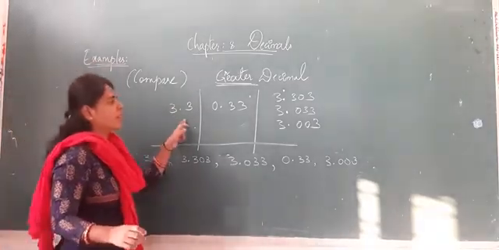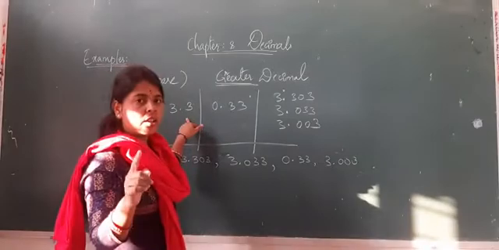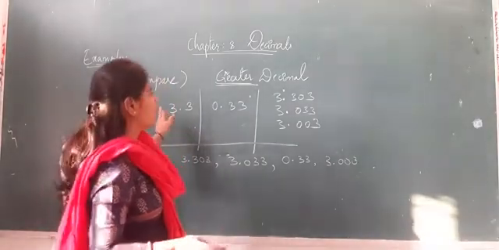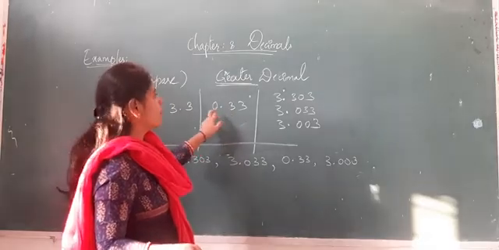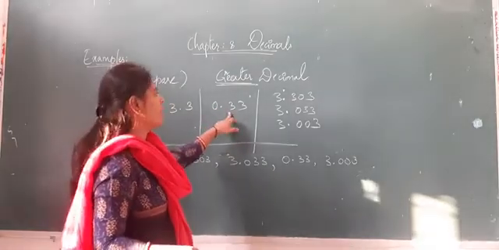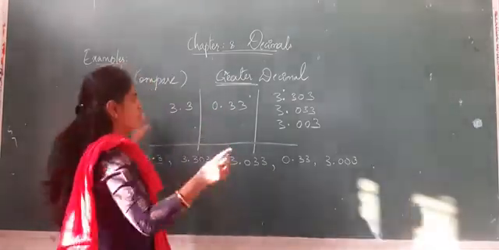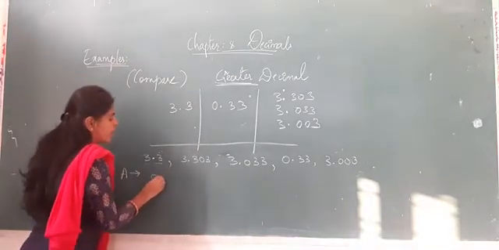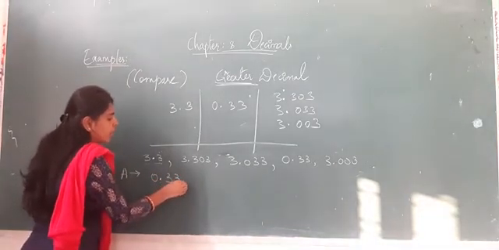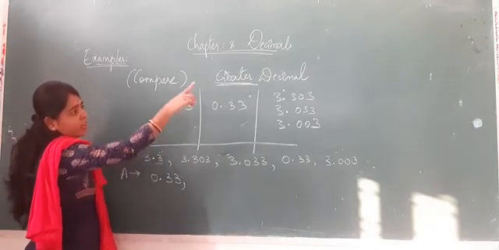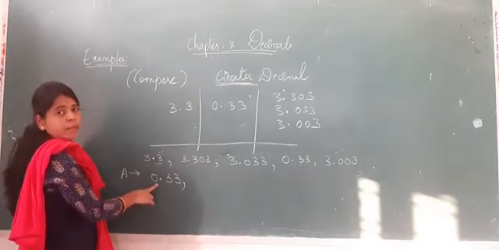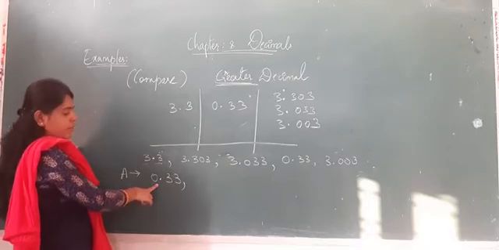So 3.3 is given, right? So ascending order is smaller to bigger. But if we compare that to the 1 decimal and 2 decimal, this is smaller because 0.3 is smaller than the 3. So first we will take 0.33, because before the decimal we have 0. But here we have 3 in all the other examples. So this will become the first, smaller decimal number.